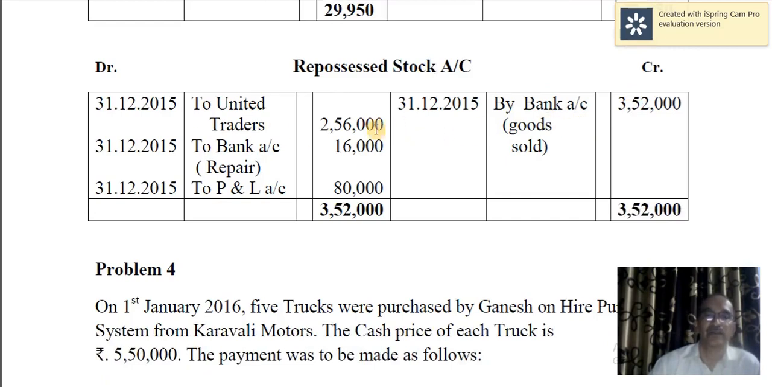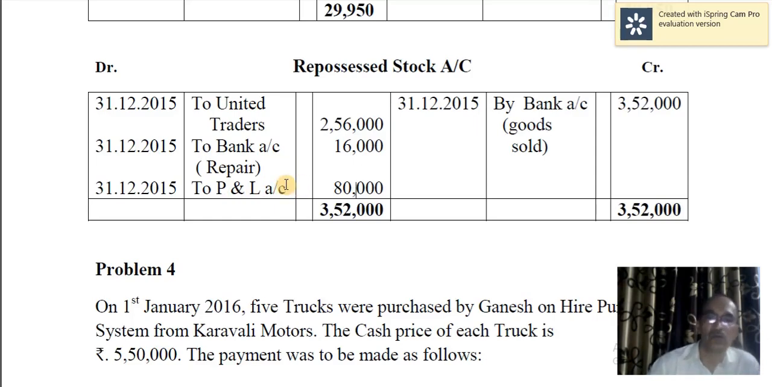Now you have to compare the two sides and find out which side is heavier and which side is lighter. And this side is heavier, so 3,52,000. So there is a balancing figure of 80,000. This is nothing but profit on repossession. So that is why it is transferred to profit and loss account. So repossessed stock account is closed by transferring the balance to profit and loss account.